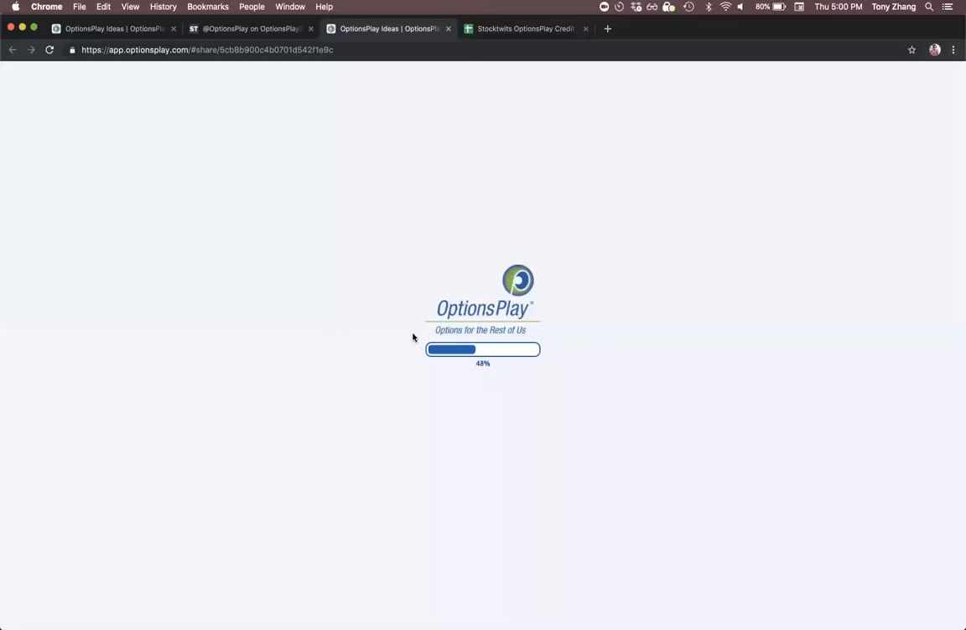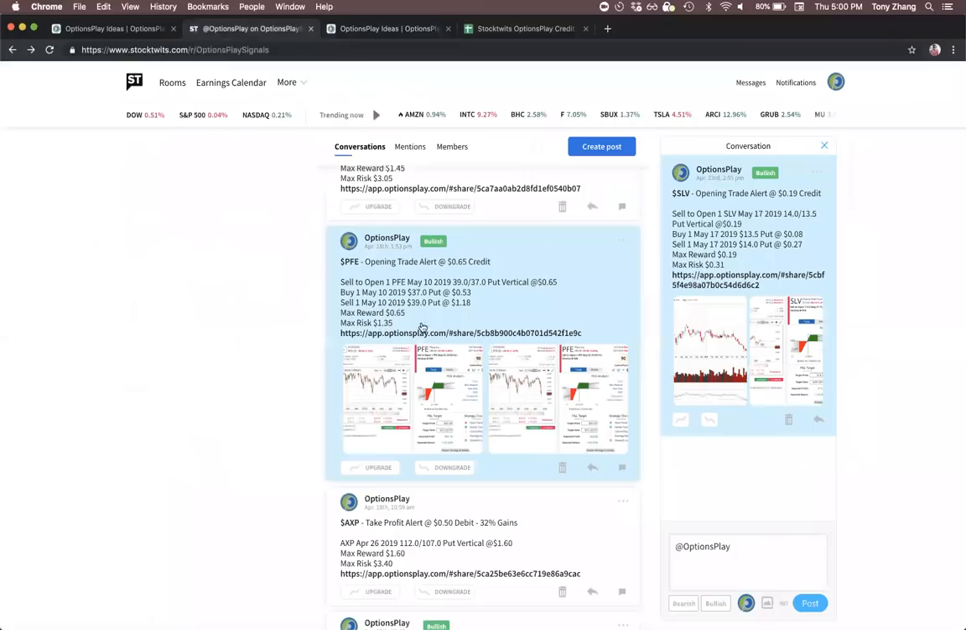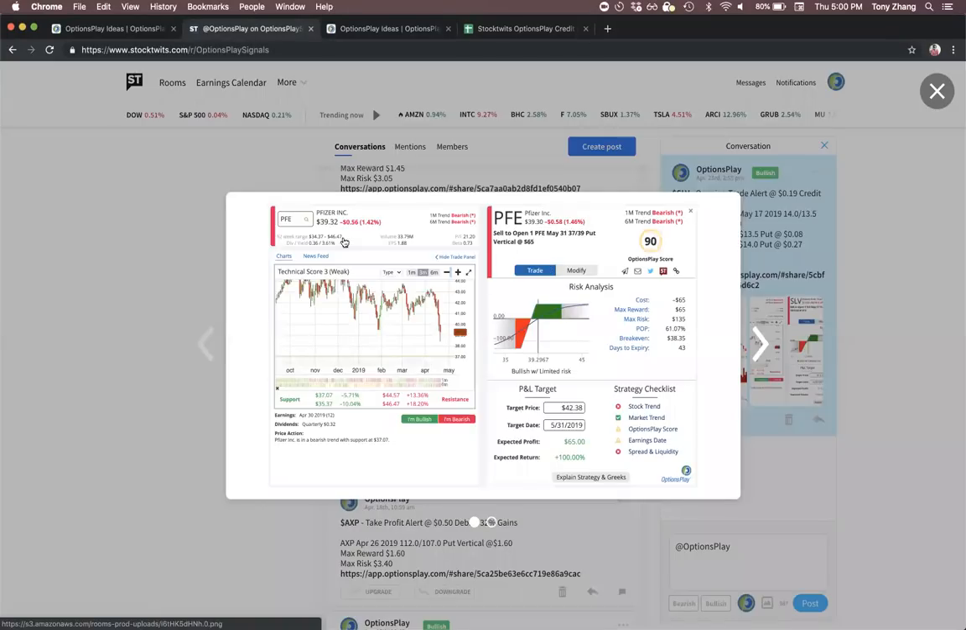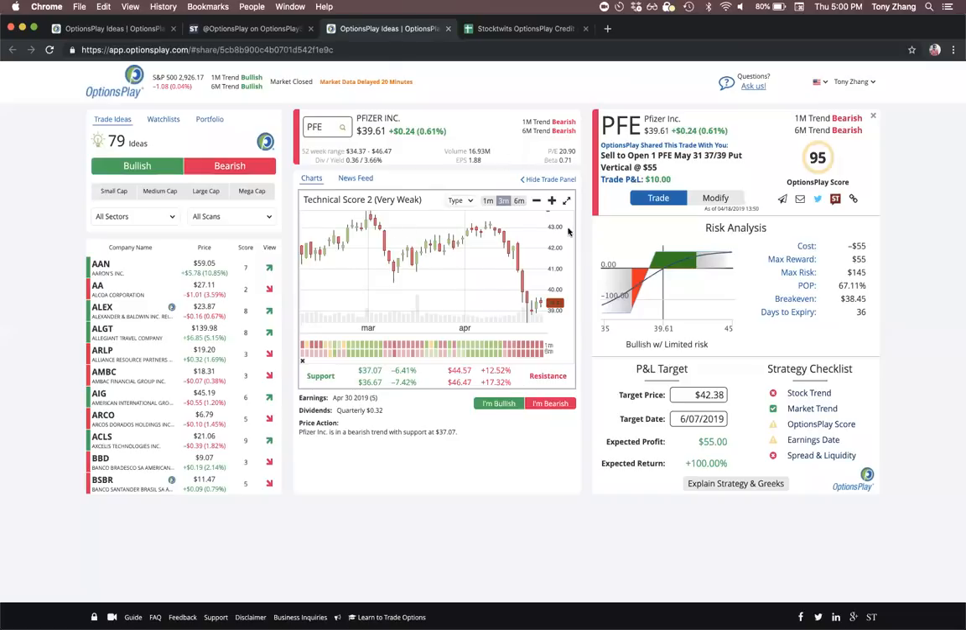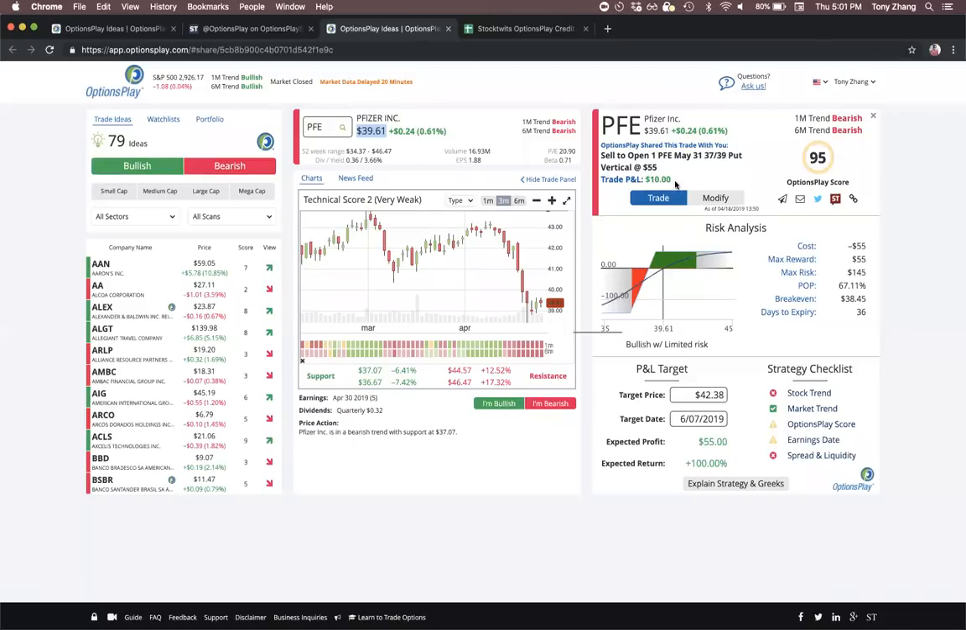And then you can click on any of them if you want to see each individual trade, and you can actually track these trades. So as you can see, when we sold Pfizer, it was trading around 39.32. As you can see, it's rallied up to 39.60. So here we've made $10 on this $65 credit spread. So at the time we collected $65, now that spread's trading at $55, so we've got a $10 profit on that particular trade right now.